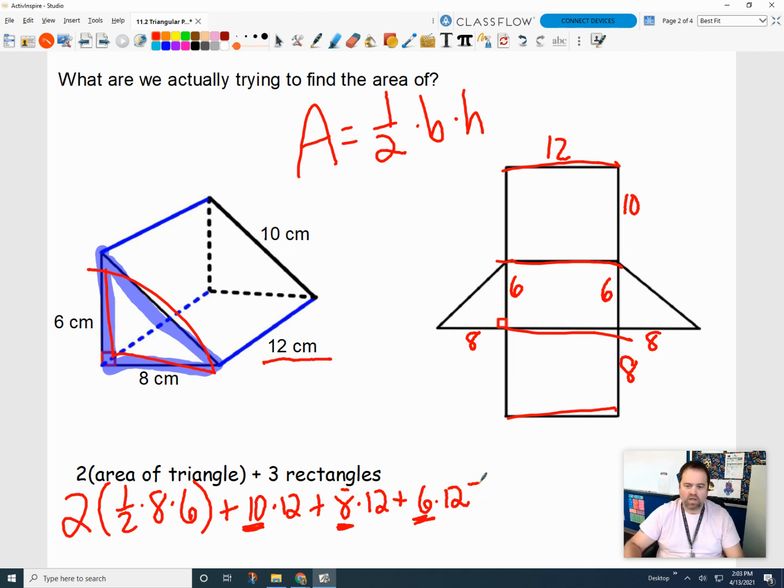I'm going to double check that because that's a big answer. Yep, I hit a multiplication instead of addition. 336 square centimeters.